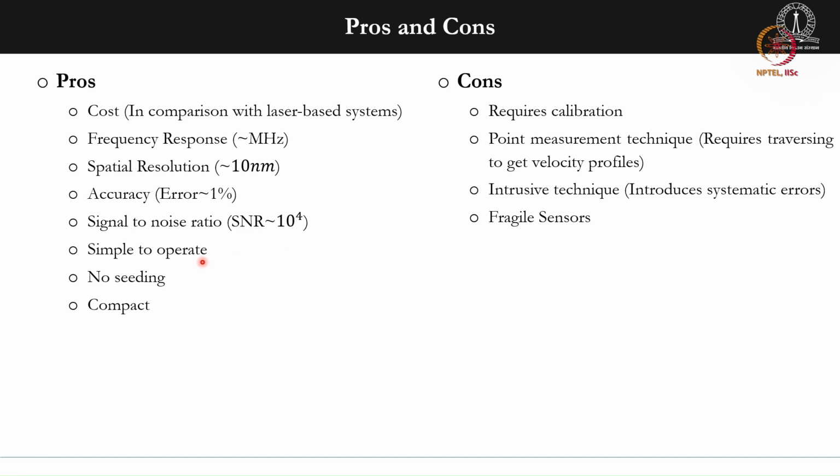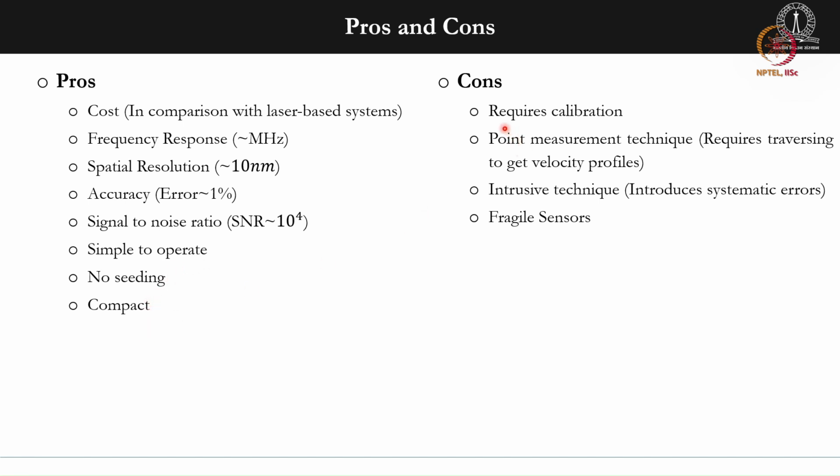And most importantly, they are very simple to operate in comparison with PIV systems. We don't require any seeding particles. We don't require any control unit between the laser systems and the cameras, which is usually needed for PIV measurements. And they are also very compact and portable in nature.